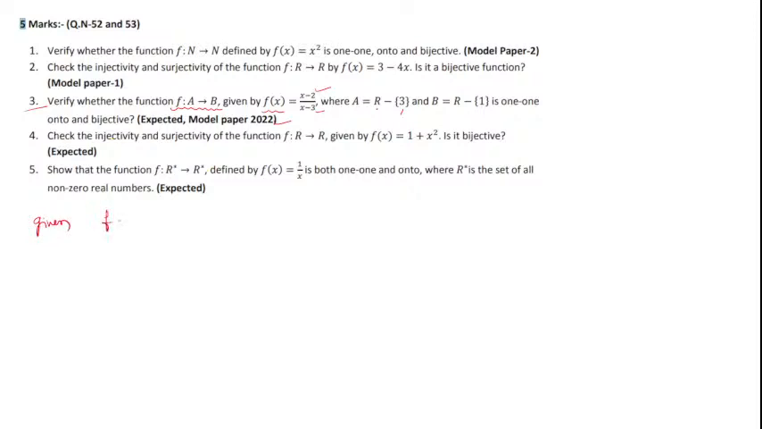So we'll see here what is given. Given that your function f is defined from set A to set B, where your set A contains the set of real numbers except the value 3 and set B contains all the real numbers except 1, and the given function is f of x equals x minus 2 divided by x minus 3. Okay? So now we'll see how to prove or check whether it is 1 1 and onto or not. In other words, injective and surjective functions.